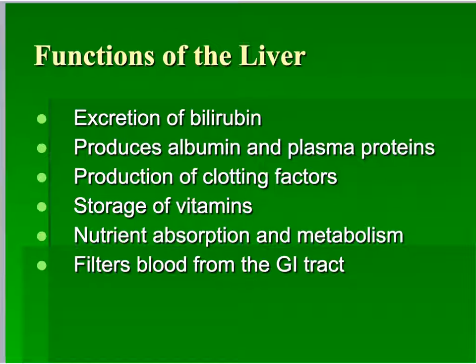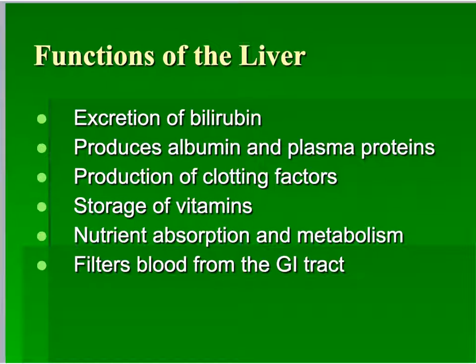The liver is also important for the production of clotting factors, specifically clotting factor 8, 9, 10, and 12. But you don't have to really worry about which ones. Just know that the liver is really important for the creation of clotting factors. And so if they don't have enough clotting factors because of liver disease, these patients' bleeding times are going to be altered.